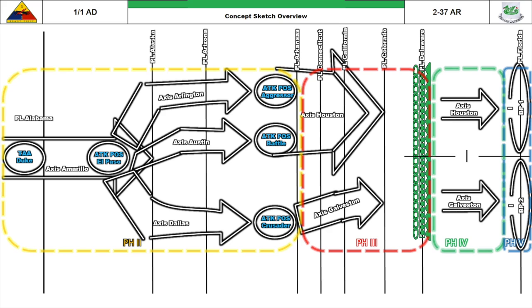Phase 3, support and breach. This phase begins when the companies have occupied their assault positions. This phase ends when the breach lane is established. Critical events during this phase are establish support by fire 1 and 2, smoke targets fired, deception operations, and breach.